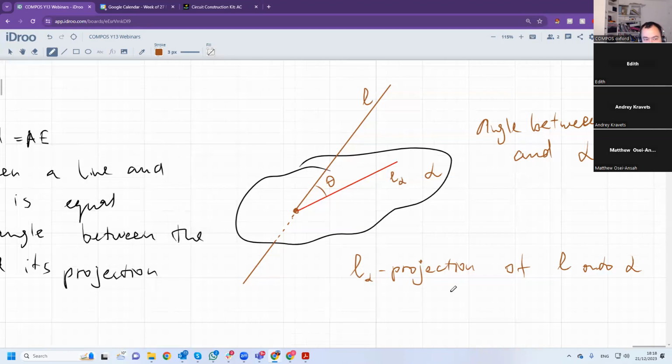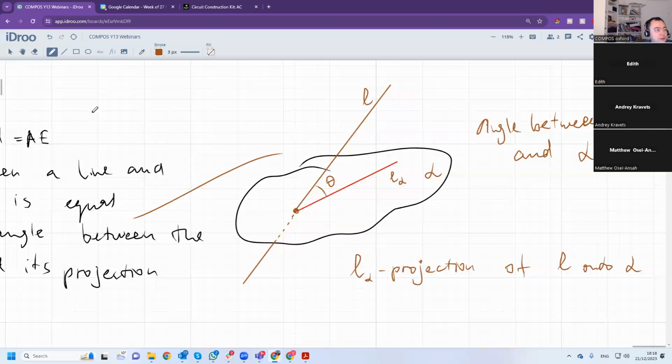Does that make sense on a scale of 0 to 10, please? Do you understand what we mean when we say the angle between a line and a plane? Does everyone understand what a projection is? Okay, good. Love it.